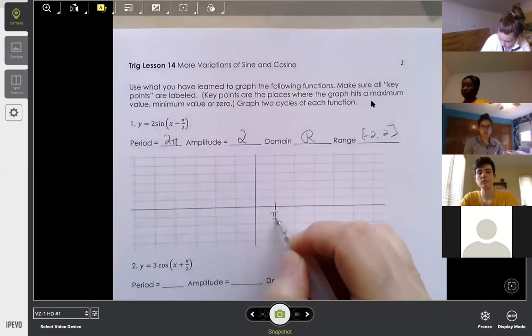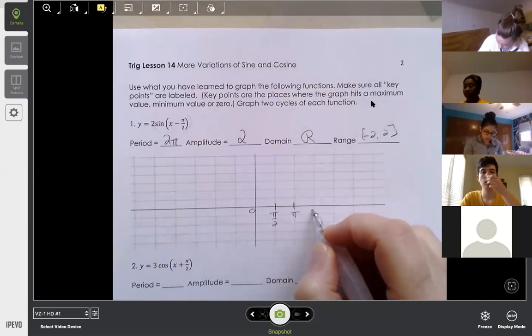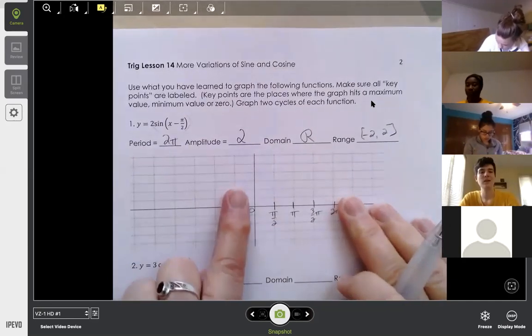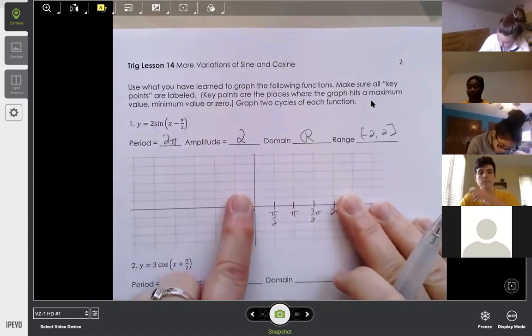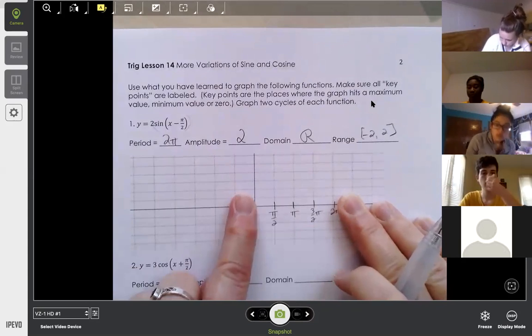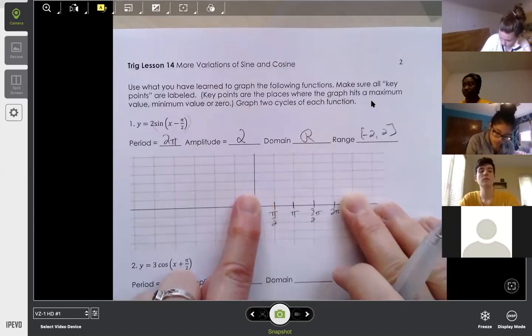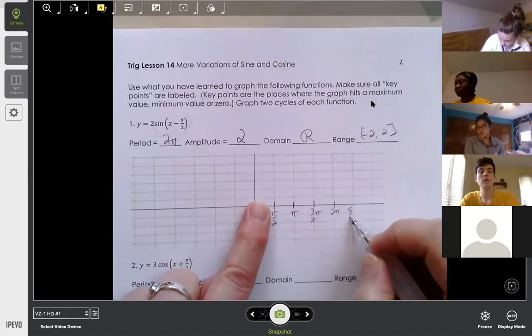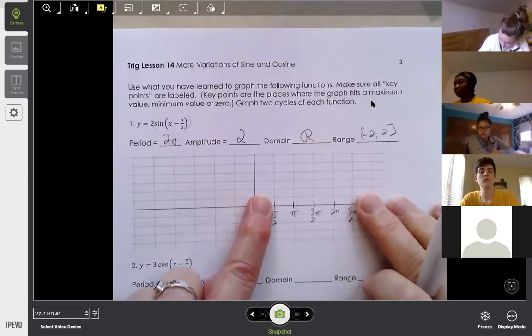So normally the period is between 0 and 2 pi, and I would divide that into 4 equal spaces and then do my graph. I'm just shifting it over pi over 2 to the right. So instead of being between 0 and 2 pi, it'll be between pi over 2 and 2 pi over 2 more than 2 pi, which is 5/2 pi. So it's going to range between here.